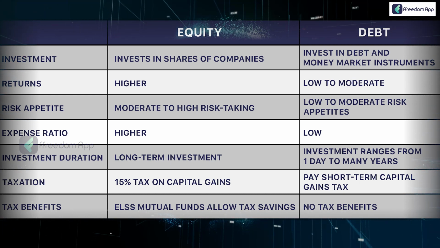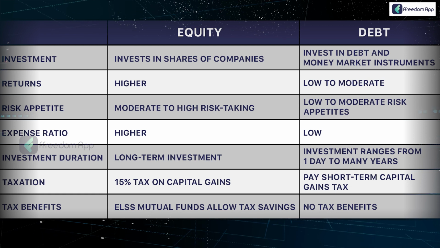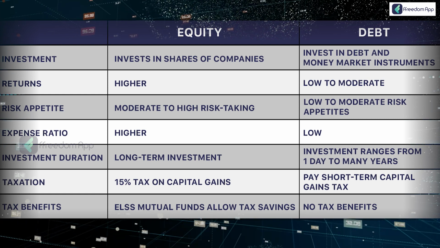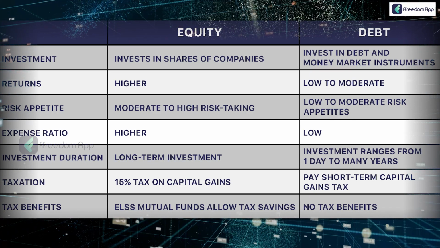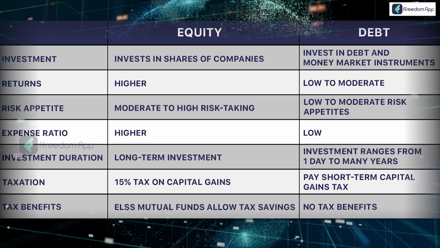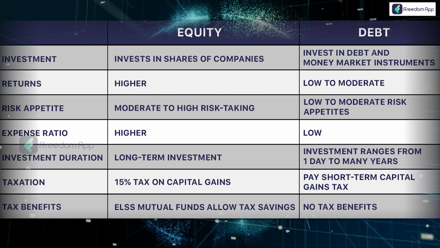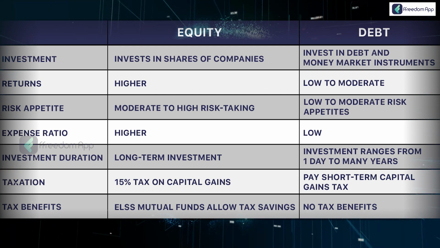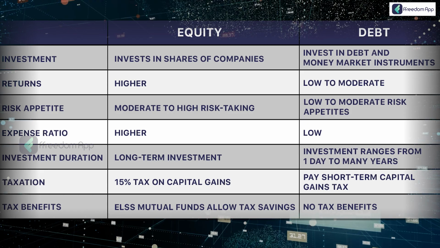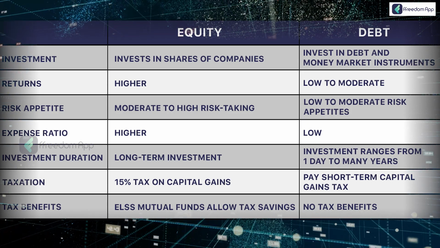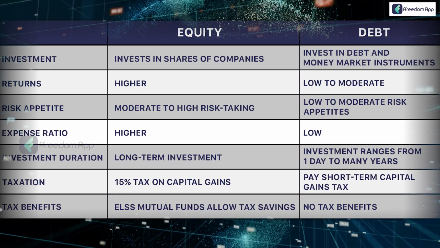And the last difference between these two comes in terms of tax benefits. Well, when you're talking about equity funds, then here let me tell you, ELSS mutual funds will allow you tax savings by investing up to rupees 1.5 lakh in one financial year. On the contrary, if you are talking about debt funds, then here you do not get any kind of tax benefits or save anything from the taxes. You will have to pay a certain kind of tax whenever you are making any gains.